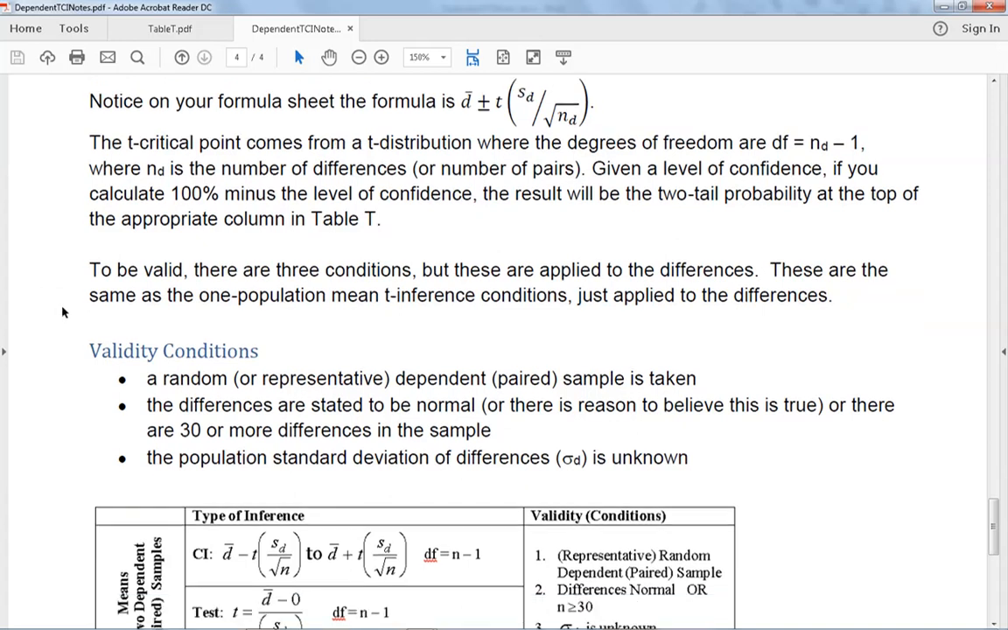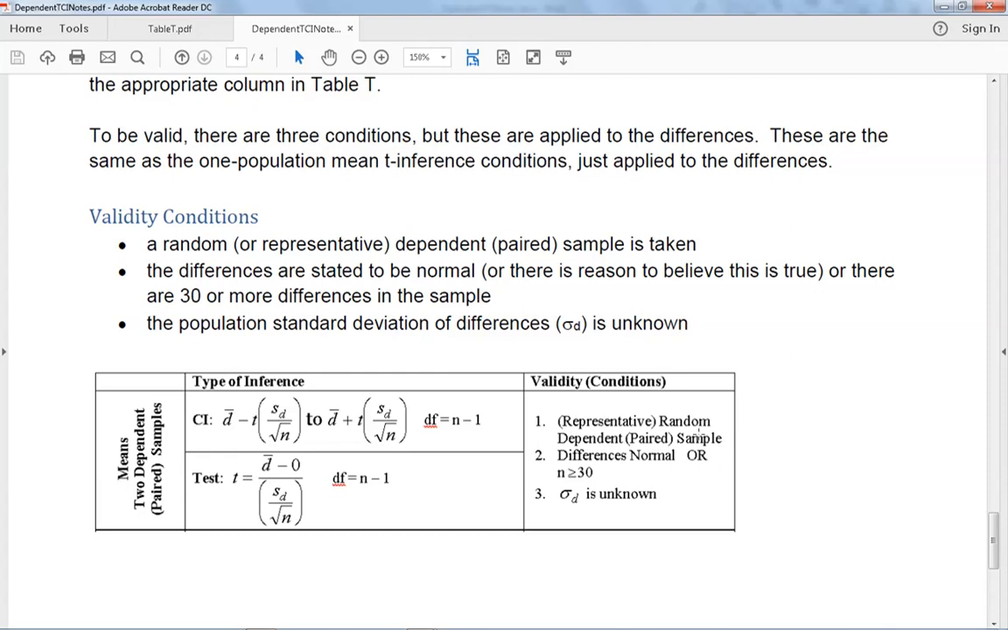And then to be valid, the conditions are still the same as we had before. You want a random or representative dependent paired sample. The differences hopefully are stated to be normal, or you have some reason to believe they're normal, or you need a large sample size, and by large we mean 30 or more. And then the population standard deviation, sigma sub d, is not known, therefore you're using s sub d in the calculations. So that is dependent samples estimation of the mean difference.